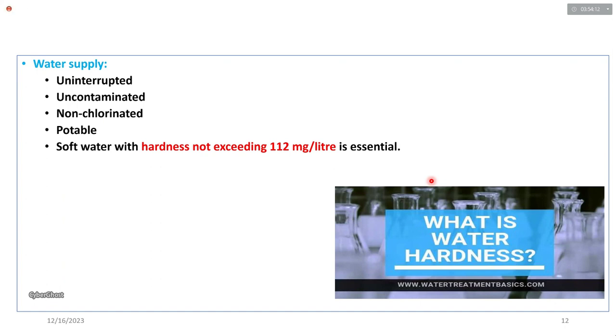Water supply should be there all the time. It should be uninterrupted and not contaminated, so we have to check every time. Chlorine in the water should be very minimal, it should not be chlorinated water. It should be potable, have very easy access, and not be hard water.